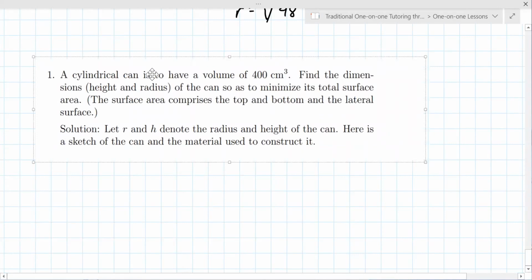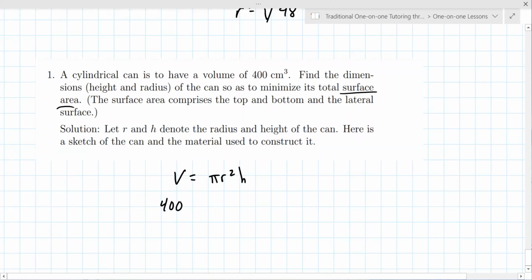So they tell you a cylindrical can is to have a volume of 400 centimeters cubed. Find the dimensions, height and radius of the can so as to minimize its total surface area. Okay. The surface area comprises the top and bottom and the lateral surface area. So you already know this. You already know that the volume is pi r squared h. And they're telling you right here, 400 equals pi r squared h.